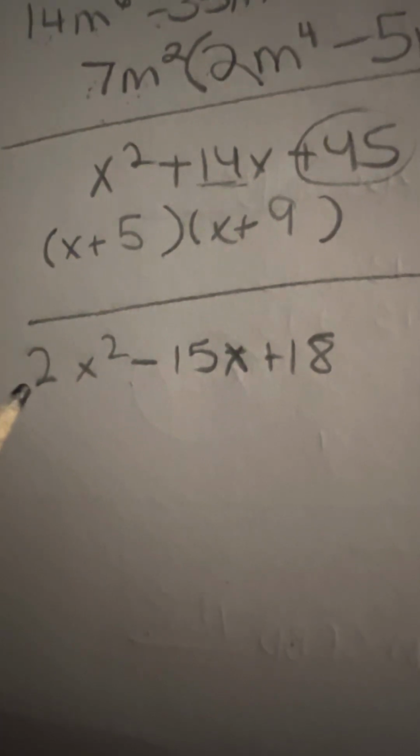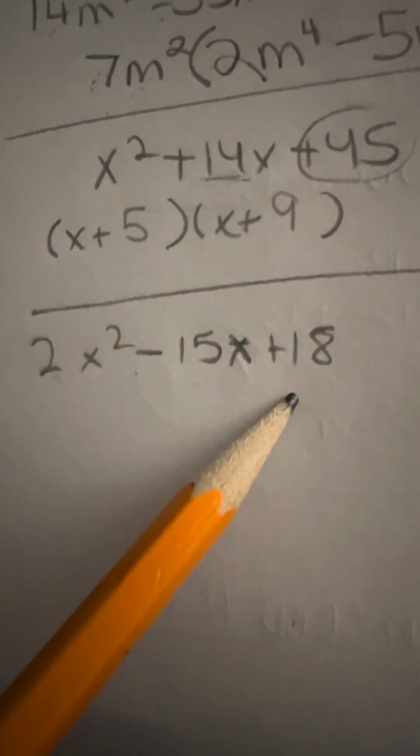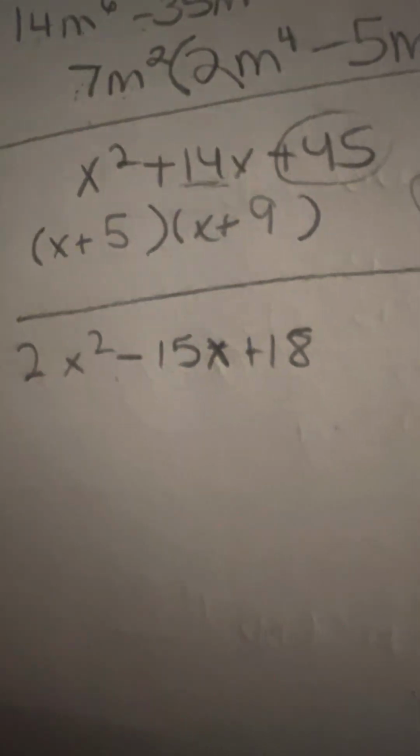So the first thing I'm going to do is take the first term and the last term, 2 times 18, and multiply them, and I'm going to get 36. Now I'm going to think about numbers that multiply to get me 36. So I have 1 and 36, 2 and 18, 3 and 12, I can do 4 and 9, and 6 and 6. And that's all I have for factors of 36.